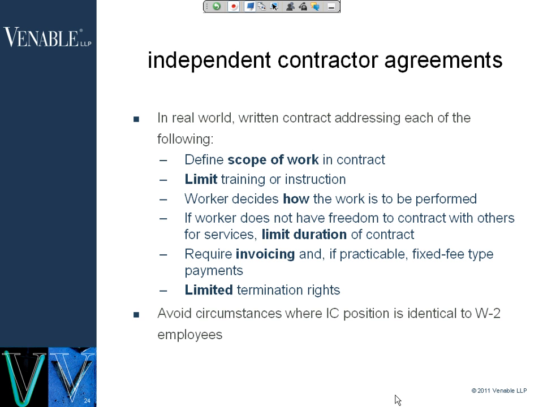So. Other questions? We have a question from the phone. What's the possibility for retaliation against an employee who files for an SS-8 determination with the IRS?